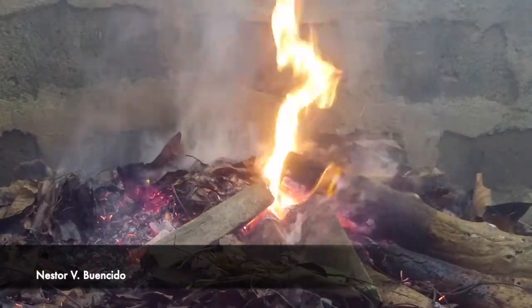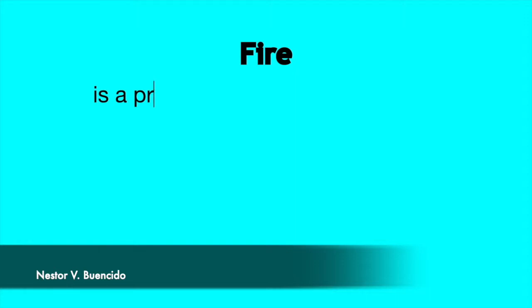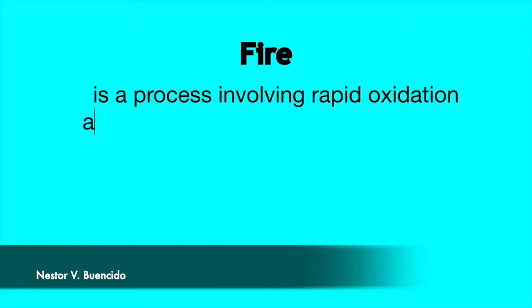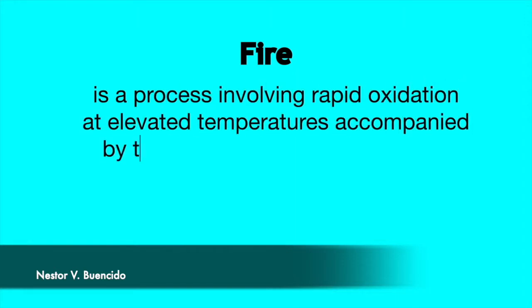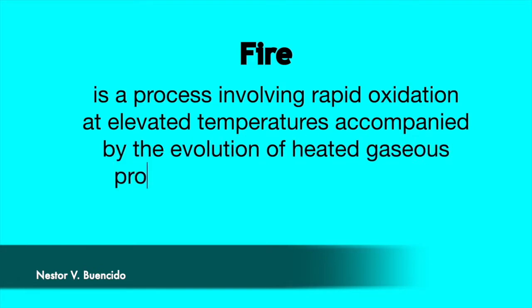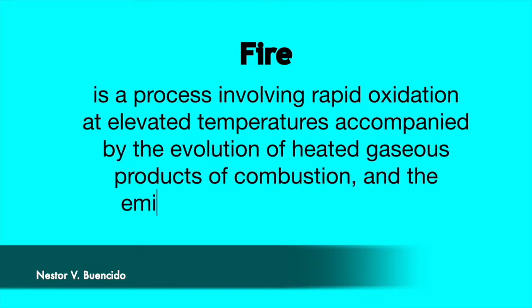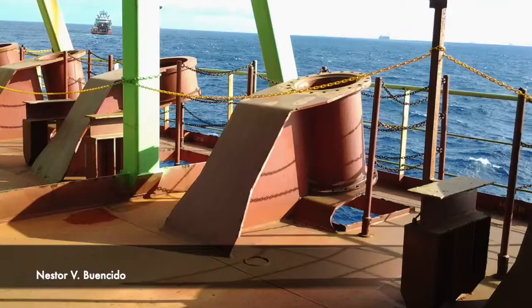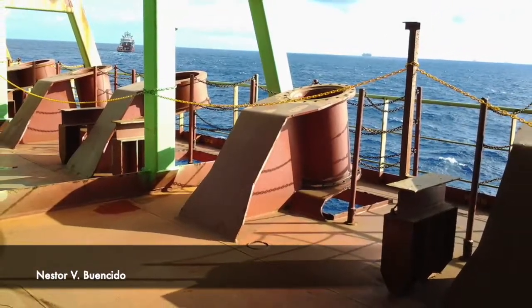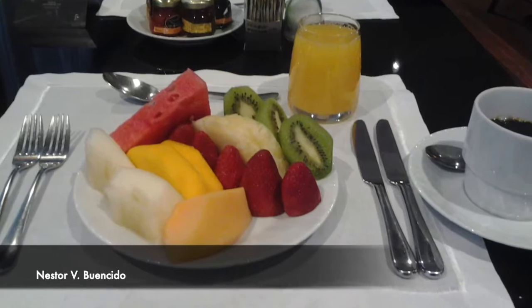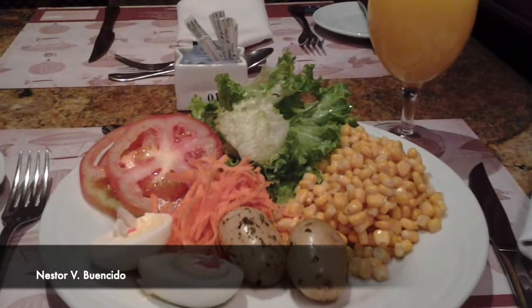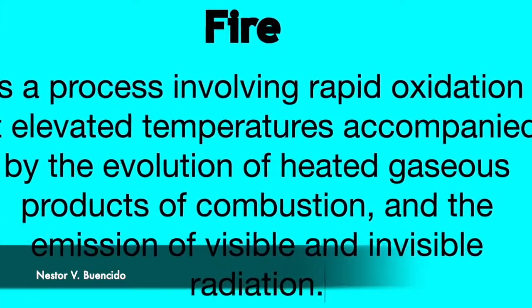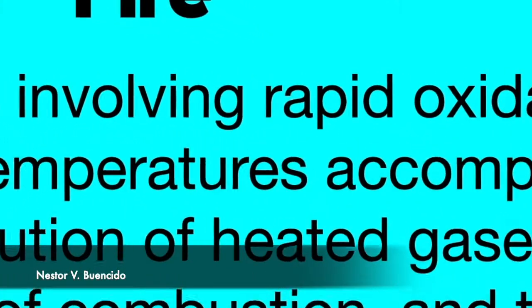Now, let us proceed. Fire is a process involving rapid, I say again, rapid oxidation at elevated temperatures accompanied by the evolution of heated gaseous products of combustion and the emission of visible and invisible radiation. Oxidation occurs all around us in the form of rust on metal surfaces and in our bodies by metabolizing the food we eat. However, the key word that sets combustion apart from other forms of oxidation is the word rapid.